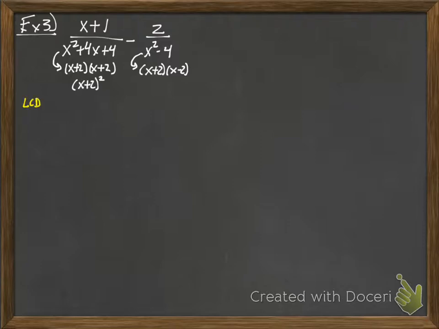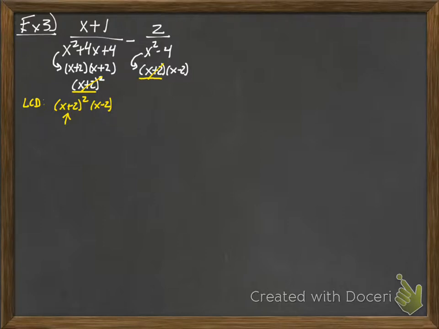So for this problem, for my LCD, I have x plus 2 squared, and over here just one x plus 2. So the least common multiple of an x plus 2 squared and an x plus 2 is an x plus 2 squared. Both of those factors divide into x plus 2 squared, so that takes care of both of those. The only factor left is an x minus 2. So the least common multiple of x minus 2 and nothing else is x minus 2. So this is my LCD.